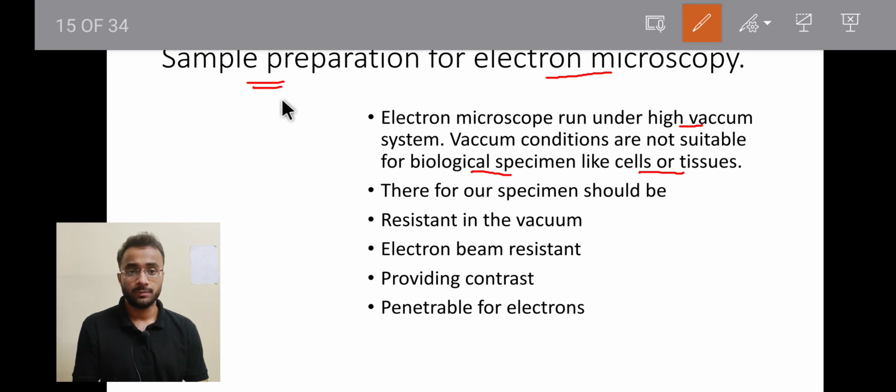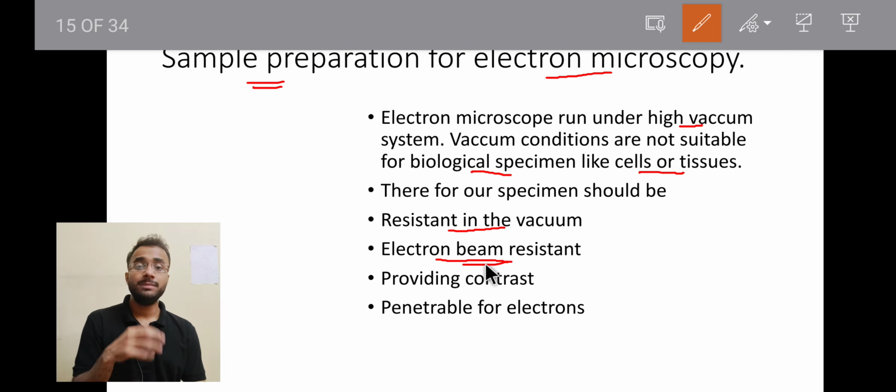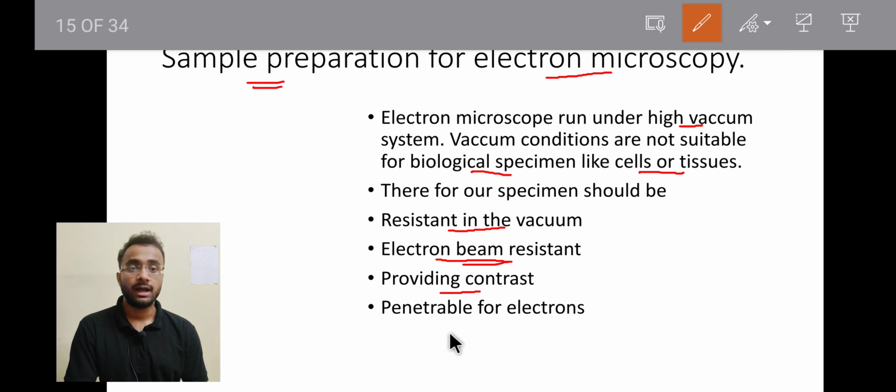So what exactly is the requirement of our sample? The sample should be resistant in the vacuum. Then it should be electron beam resistant, which is a very important point, so that it cannot get damaged. It should provide contrast, and last one, it should be penetrable for electrons for transmission electron microscopy.